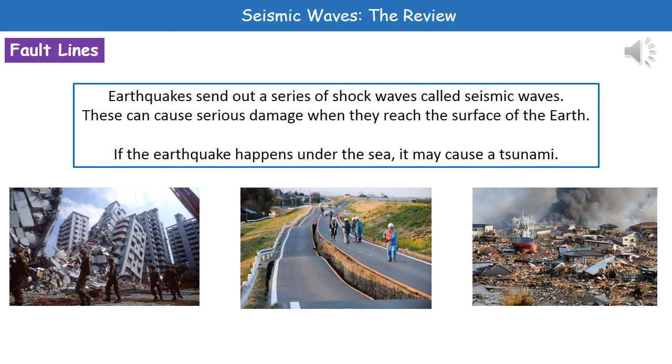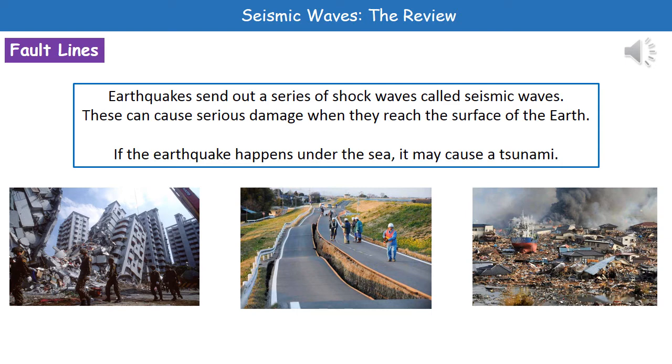Now these seismic waves can cause some pretty serious damage when they reach the surface of the Earth. So in the images at the bottom there, you can see on the far left hand side the effect on some of the buildings, where literally they can be completely toppled, and the middle picture just shows you the effect it can have where the surface has moved. So you can see a road literally has kind of split in half, so one half is much higher than the other half. It's not meant to be like that.